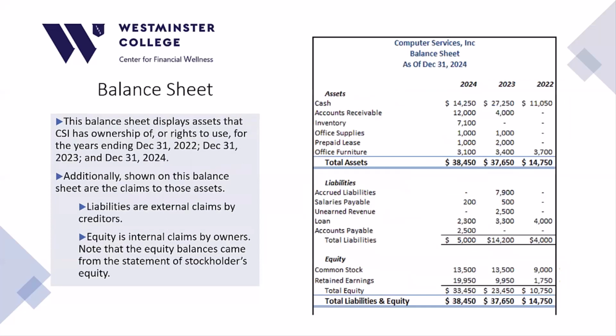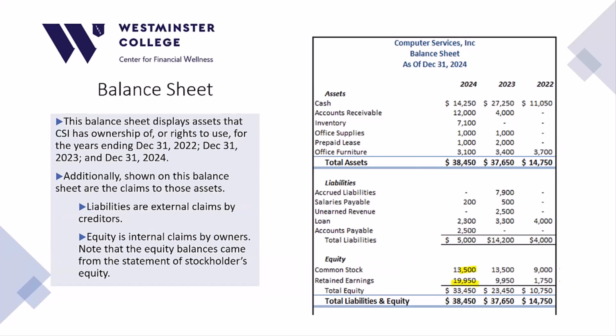Okay, so here's our balance sheet. It's our favorite one. This financial statement provides information about the stuff of value, the assets that the company owns or has rights to use. Also shown are the external claims, the liabilities, and the internal claims, the equity. The amounts shown in the common stock and the retained earnings accounts came from that statement of stockholders' equity that we just looked at. So you might recognize these balances right here, the 13,500 and the 19,950 that we just talked about.